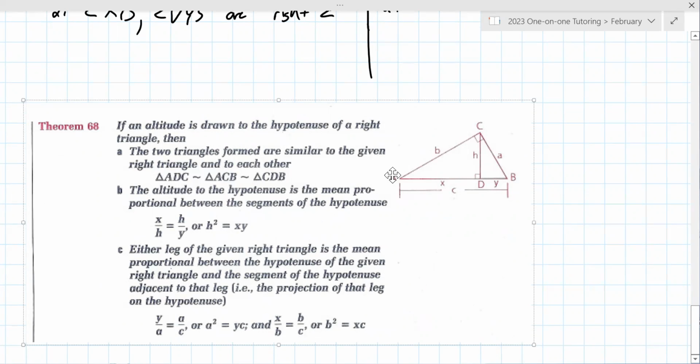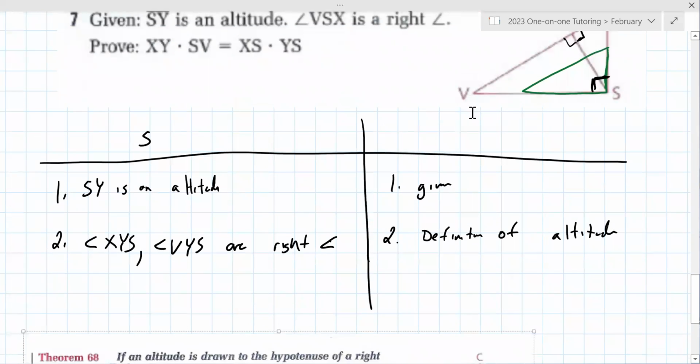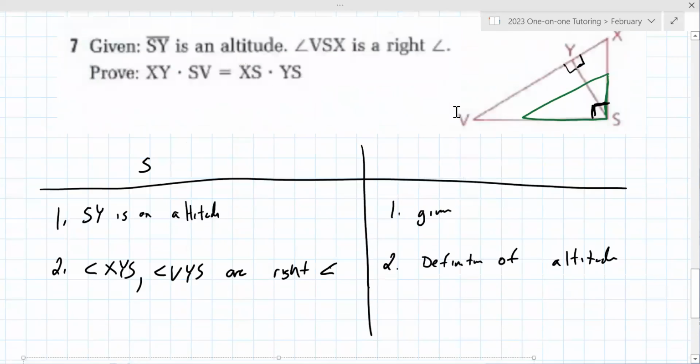We can say that all three triangles, the ADC is the medium one, ACB is the big one, and CDB is the little one, are all similar. And when they're similar, you can build this proportion. So that's what we're going to say next. We've just got to get the letter ordering right.